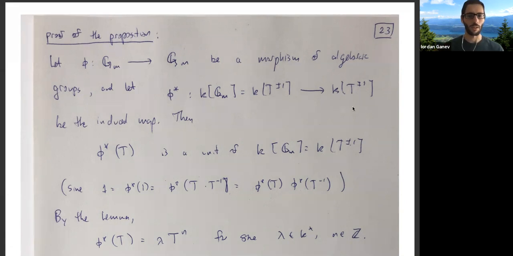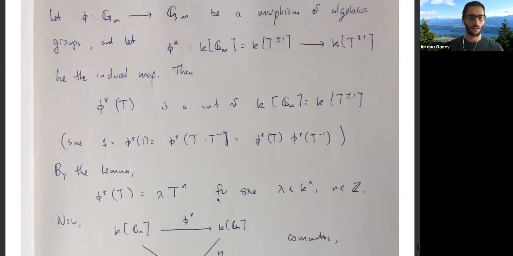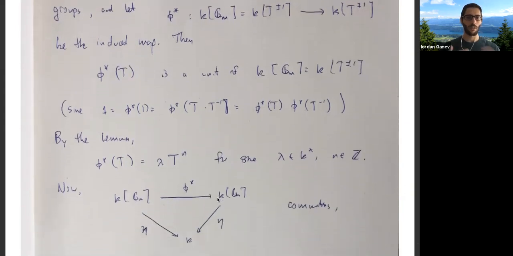That's a basic fact in algebra. So the image of t must be a unit in the Laurent polynomials. I included an explanation of why that is here. And we just classified all the units in Laurent polynomials in the previous lemma. And we know that phi star of t must be lambda t to the n for some n and for some non-zero lambda. So the last thing to show is that this lambda is actually 1.